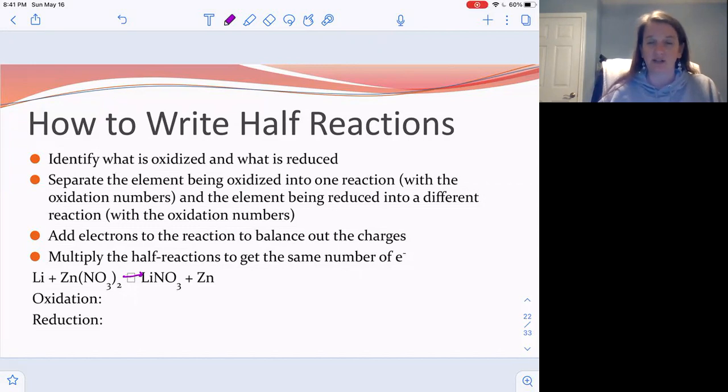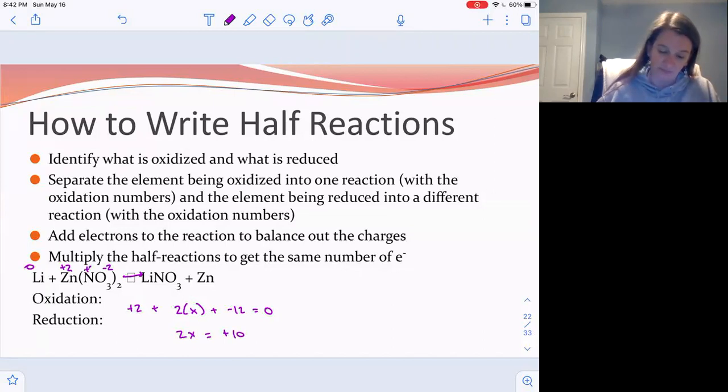So we start by assigning our oxidation numbers. Lithium here has 0 because it's by itself. Zinc is going to be a +2. Oxygen's a -2. So we have to figure out what this nitrogen is going to be. In total, we've got a +2 from the zinc. We've got 2 nitrogens. And then we've got 6 total oxygens, and each has a -2 charge, so that's -12, and the total equals 0. So our 2 nitrogens have to equal +10. So our nitrogen is going to be +5.